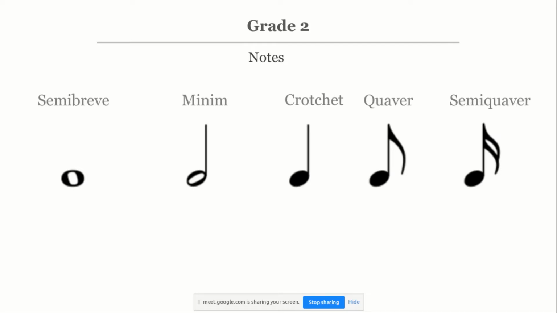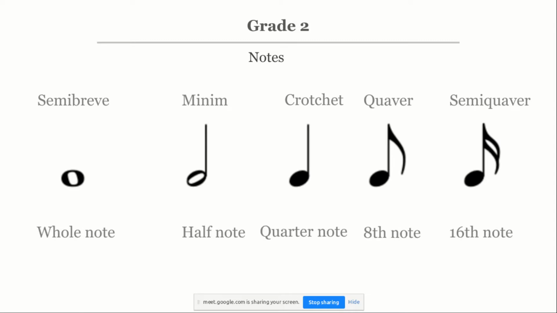Okay. Yeah, that's right. And then they have other names. The semibreve is also called a whole note. The minim is a half note. The crotchet is a quarter note. Quaver is an eighth note, and the semiquaver is a 16th note. So they go like dividing into twos, into halves. A half of a whole is a half. Its half is a quarter. Its half is an eighth, and then its half is a 16th note.